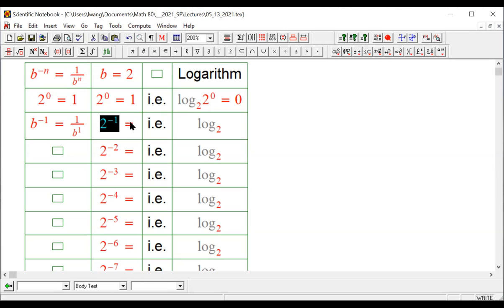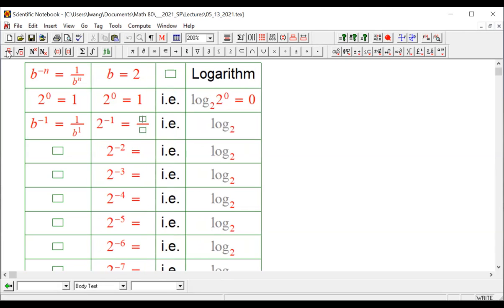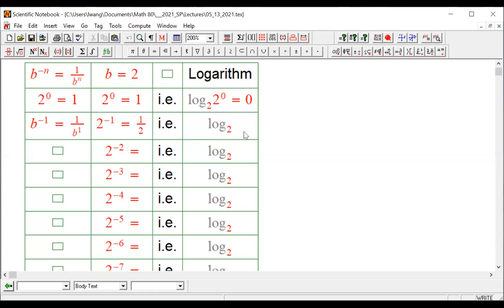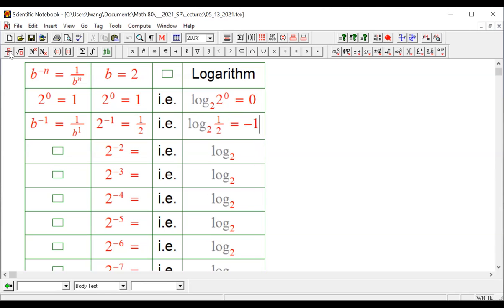So now, 2 to the power -1. So now this is changed to 2. This is changed to 2. What would that be? What's 2 to the power -1? That's going to be 1/2, right? So this will be log base 2 of 1/2. That should equal -1. You follow me?